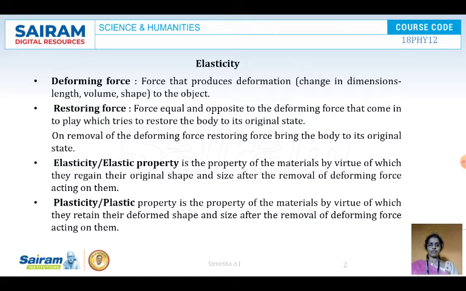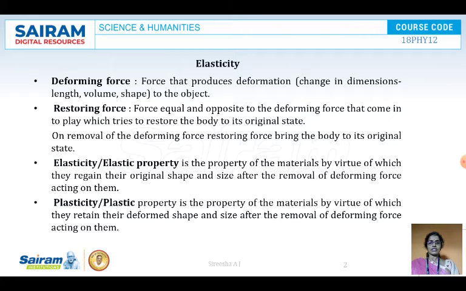Next is the restoring force. Restoring force is a force equal and opposite to the deforming force that comes into play and tries to restore the body to its original state. On removal of the deforming force, the restoring force brings the body to its original shape or state. What exactly is happening here is that when the external force is applied, there is a change in the shape of the body. That causes a deformation in the body.